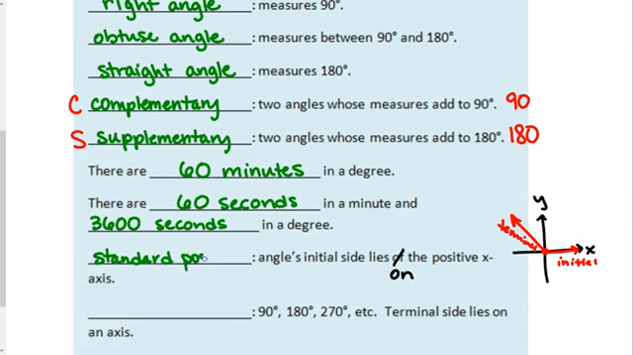So you're going to hear this phrase a lot. Put the angle in standard position. If you hear that, put the vertex at the origin, 0, 0, and put the initial ray on the positive x-axis.